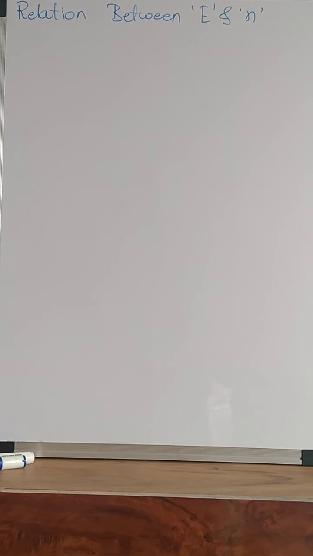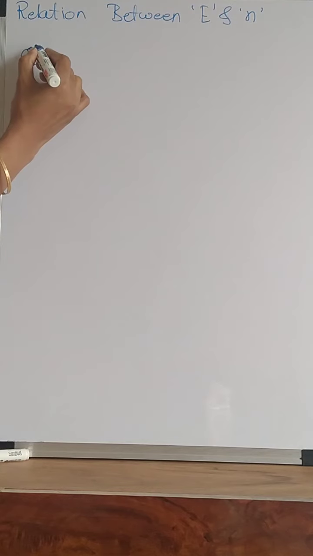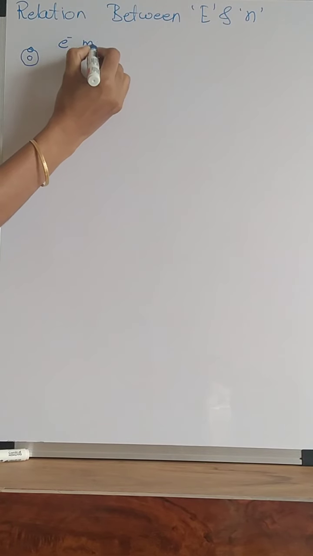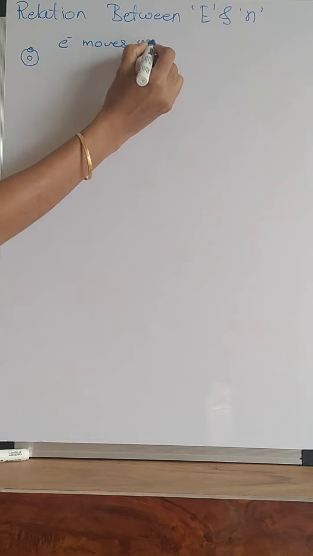Friends, in my last video we have seen the relation between r and n, and in that we got r is directly proportional to n square. Now we will move ahead to find out the relation between E and n, that is the energy of an electron in nth orbit. For this we will consider the electron is moving with the speed v.